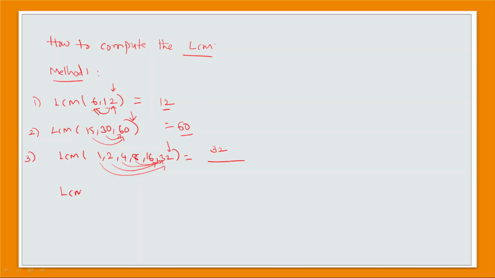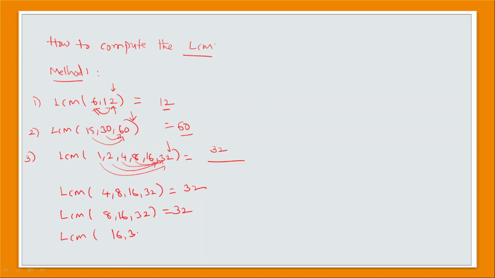Let us simplify this one more equation here. So LCM of 4 comma 8 comma 16 comma 32. So in this also the LCM will be directly 32. So let us consider one more, LCM of 8 comma 16 comma 32. In this also we'll get the LCM as 32.